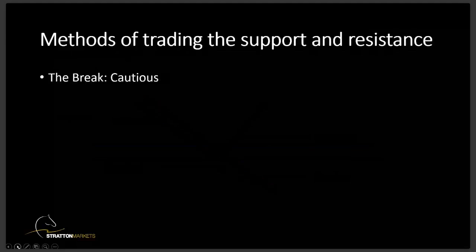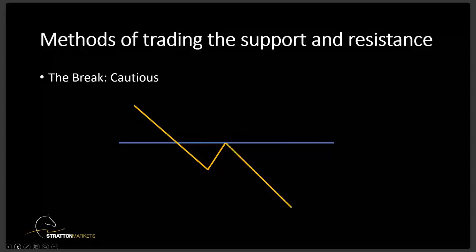The other one on the break is called the cautious approach. What the cautious approach does is wait for the level to be broken, but they don't jump in. What they do instead is wait for it to retrace or bounce back again. And if they see it bounce back and then continue to fall, the theory is that support has now rolled and become a resistance, meaning that the market has indeed broken that level.